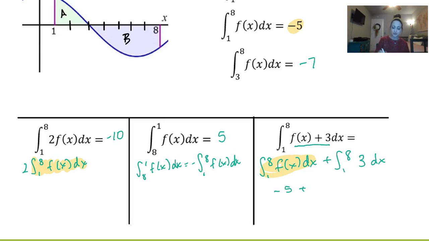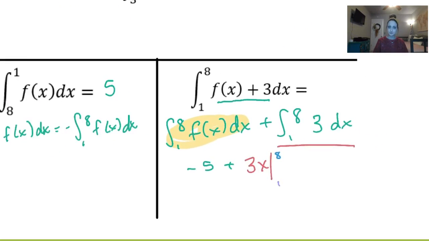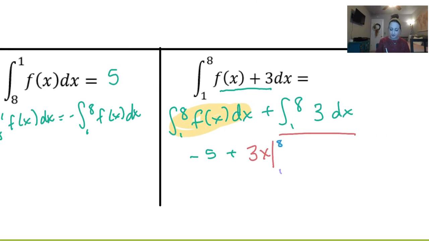Now for the second part, let's use FTC. Let's take an antiderivative and then evaluate at 8 and 1. So an antiderivative for 3 is 3x. I'm going to evaluate that at 8 and 1. Which one should I plug in first? We should plug in 8 first. All right, so I've got, let's zoom in here. I've got -5 plus.